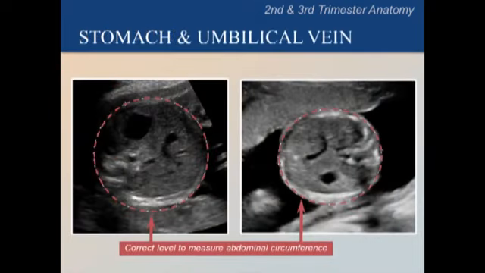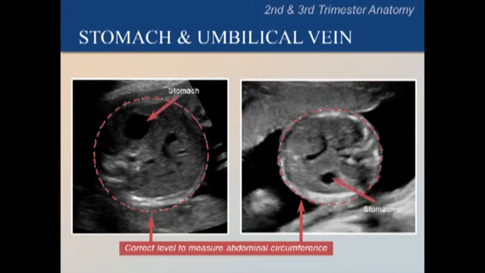This is a transverse section through the abdomen. Please ask your trainer to show this slice with a doll. This is the correct level in the abdomen to measure the abdominal circumference, and we will discuss why in a moment.